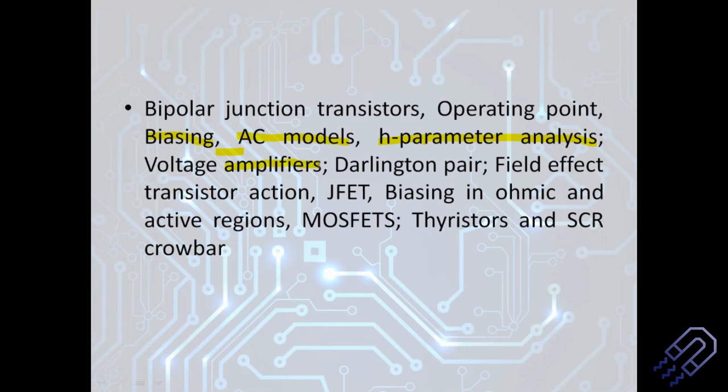You have the Darlington pair, and then the field effect transistor. FET is something which is frequently used in any kind of electronic circuit that we use nowadays. Very important. JFET, junction field effect transistor, biasing in ohmic and active regions. All those kinds of things we are going to see. And then MOSFET, which deals with metal oxides, and then thyristors and SCR crowbar. So these are all dealing with transistors. The second unit is on transistors.